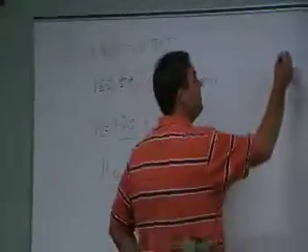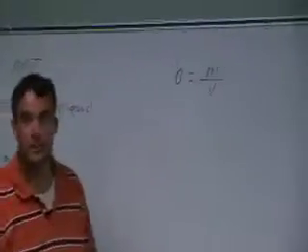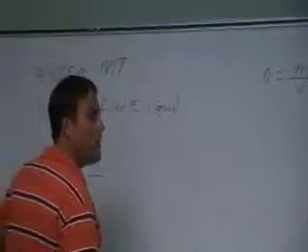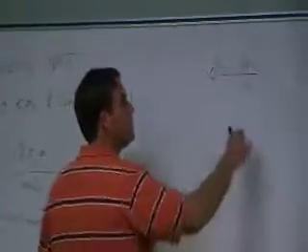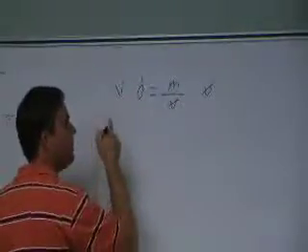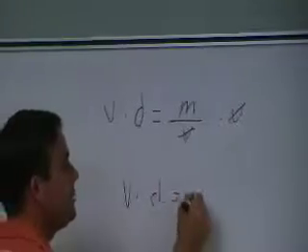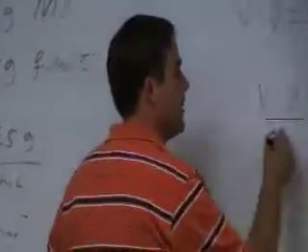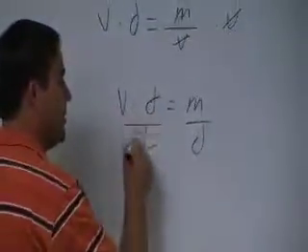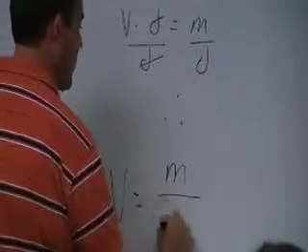Well, first I know this. Density equals mass divided by volume, right? I know that. And what I'm looking for is volume. So if I multiply by volume here, that means I have to multiply by volume there, right? So I'm left with volume times density equals mass. Okay, so we divide by density, divide by density. So here's what I finally got. I've got volume equals mass divided by density, correct?